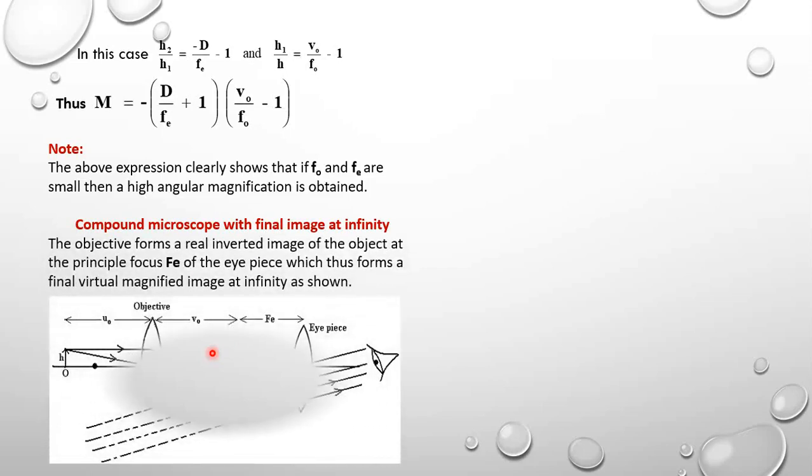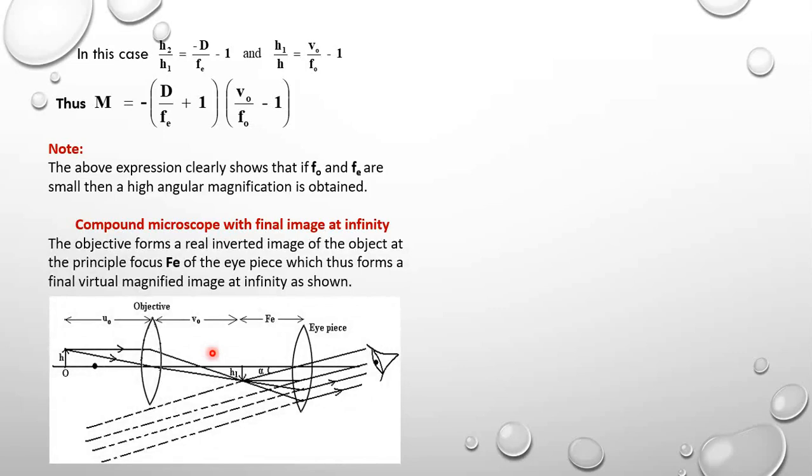Let's see what we are talking about. So the intermediate image, this image of height h1, is going to be at the principal focus of the eyepiece, and because of that, the final image is going to be at infinity. When the object is at the principal focus, the final image is going to be at infinity.